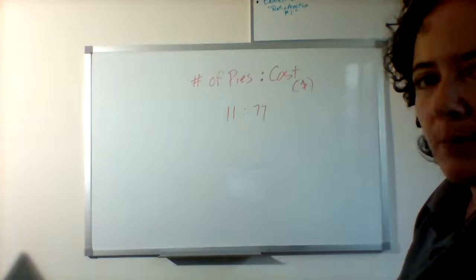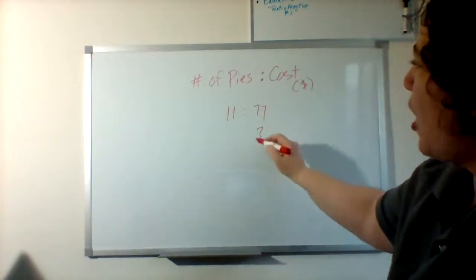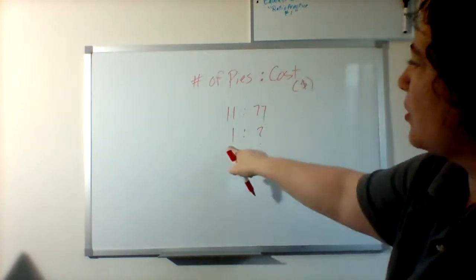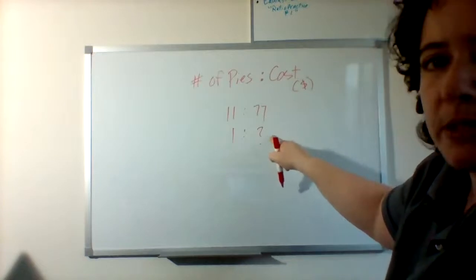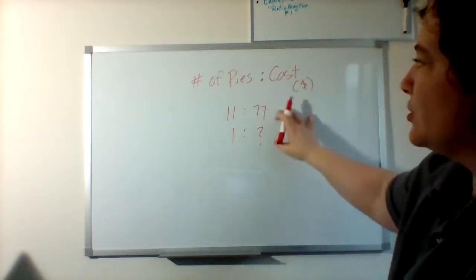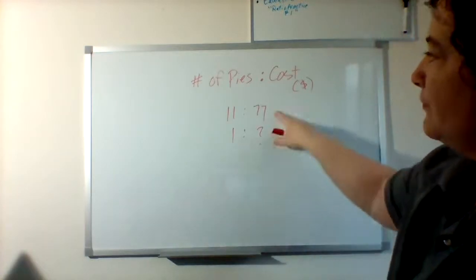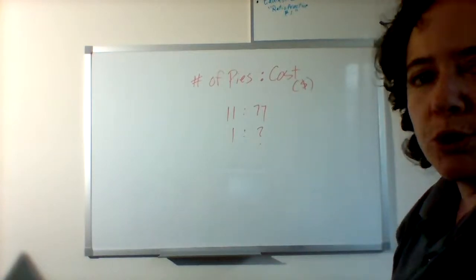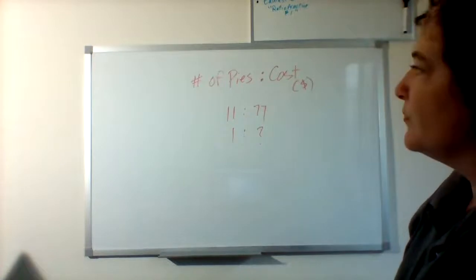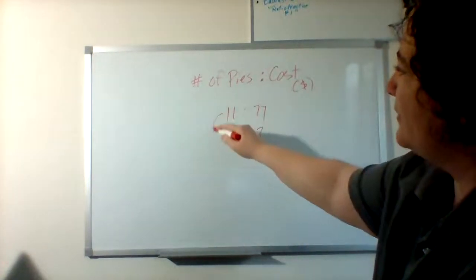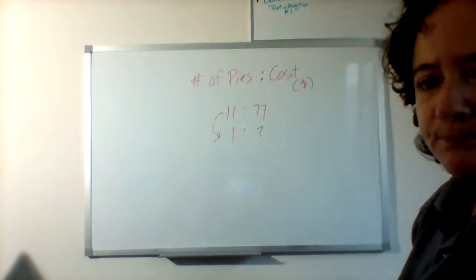So when you're missing something, and what are we missing? We're missing the cost for one. They want to know the cost for one. This is the one we're missing. And setting up a ratio like this, whether it's a table, a double number line, or simply your work showing equivalent ratios, how do I get from 11 to 1?